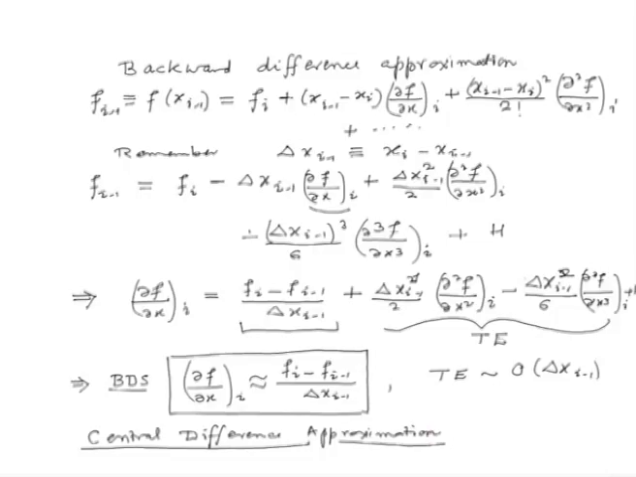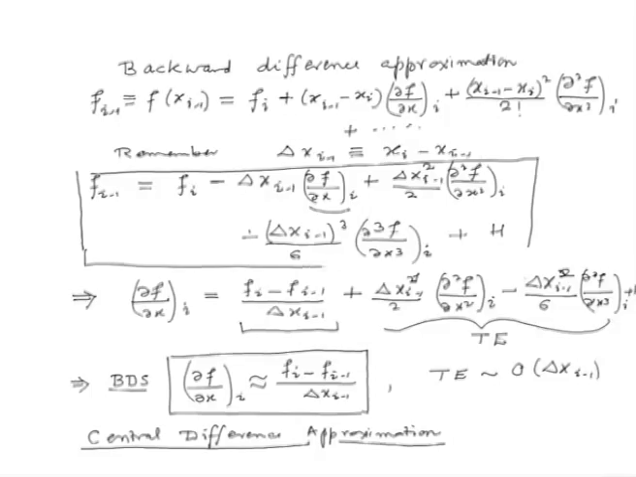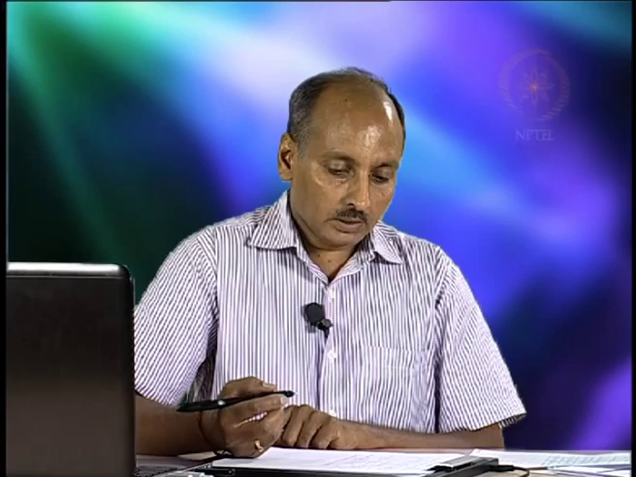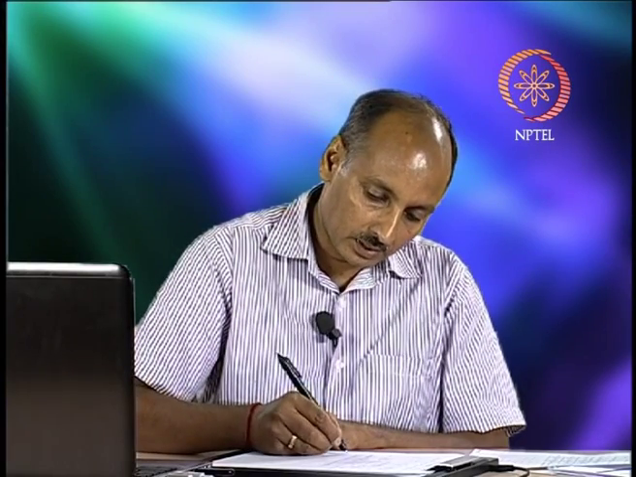Now, the central difference approximation can be obtained by combining the two expansions which we had written earlier, one on the previous page which we wrote as an expansion at point x_{i+1}, and the second one which we wrote as Taylor series expansion at point x_{i-1}. So, let us subtract equation 1 from 2. So, what do we get?